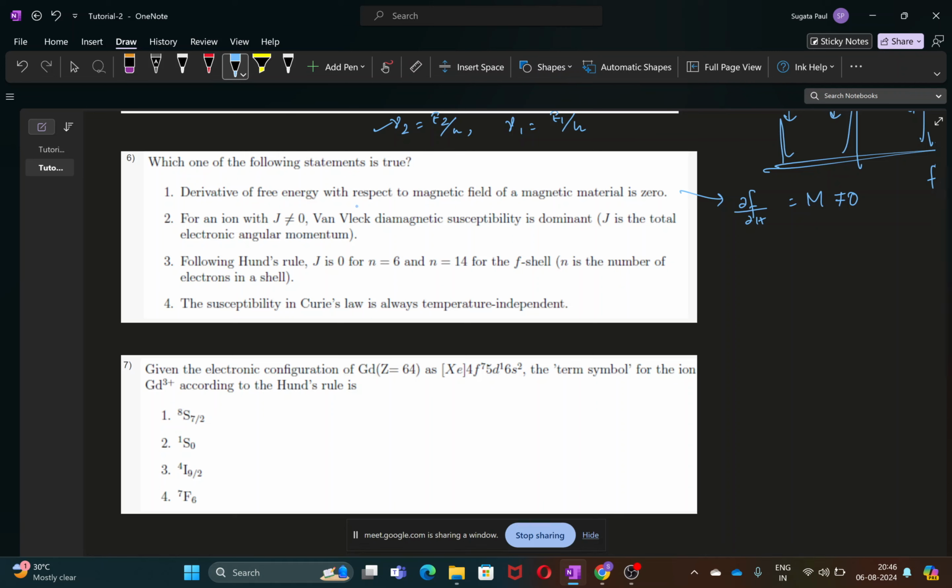That the derivative of free energy with respect to magnetic field, which means the magnetization of a magnetic material, is 0, but that is not true. So option 1 is not true. Similarly, look at the second option.